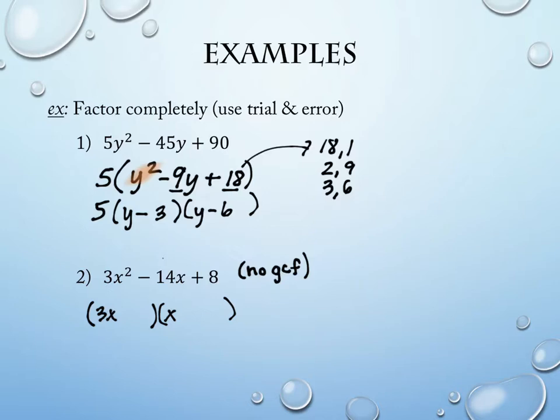Okay, we're going to look at the signs again, just like on the last one. The two signs have to be the same in order for me to get a positive at the end, and they have to be negative because there's a negative in the middle. So my signs will both match, and they will be negative.